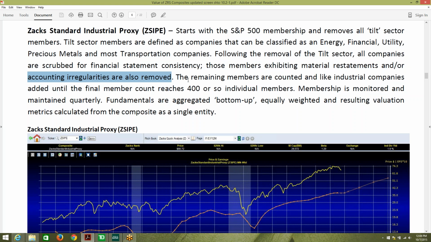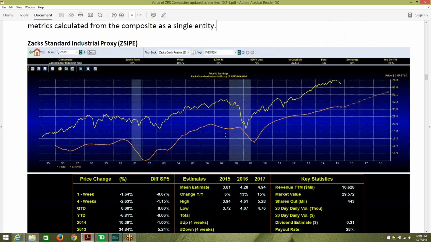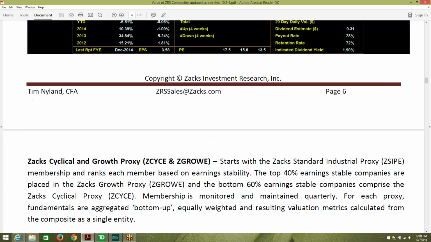The remaining members are counted and, like industrial companies, added until the final member count reaches 400 or so individual members. Membership is monitored and maintained quarterly. Fundamentals are aggregated bottom-up, equally weighted, and resulting valuation metrics calculated from the composite as a single entity.